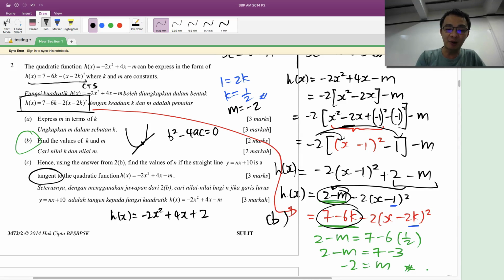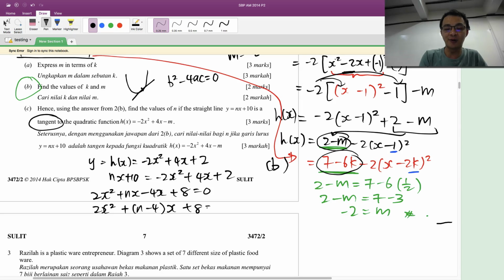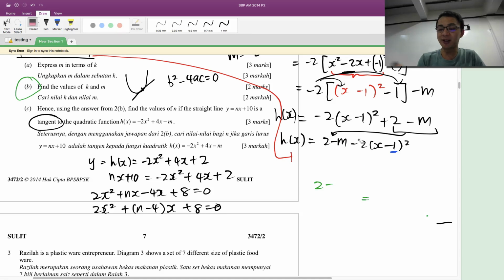So what I will do is, I will assume h(x) equals y. Then I will substitute into the y here, because y equals this one, right? So I will say nx plus 10 equals negative 2x squared plus 4x plus 2. And then I will move everything to the other side. So I will get 2x squared minus 4x plus nx minus 4x minus 2, you will get positive 8 equals 0. And then we will factorize out the x. This is (n minus 4)x plus 8 equals 0. Then I will do b squared minus 4ac equals 0. Okay, so let me erase this one because I need some space.